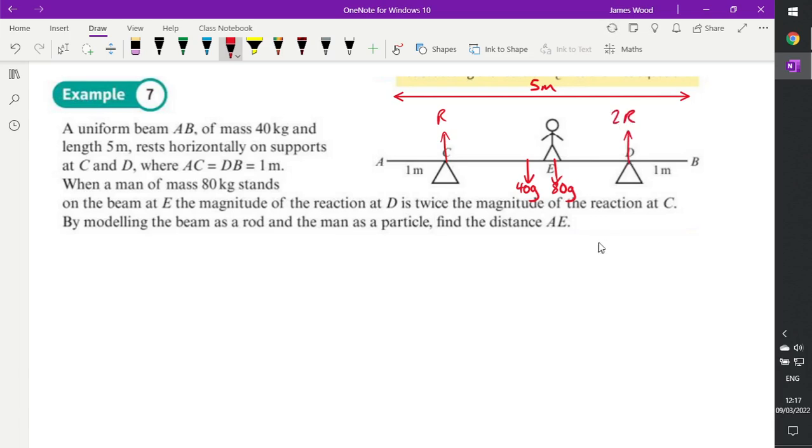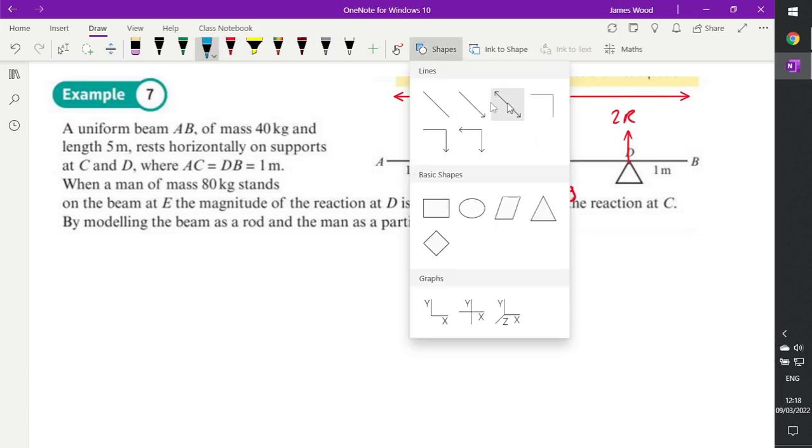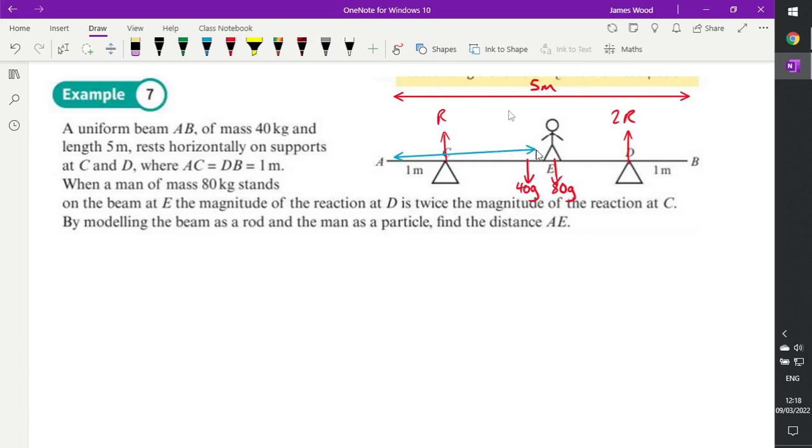Okay. By modelling the beam as a rod and the man as a particle, so when we model it as a rod, that means it doesn't bend or anything like that, and we don't have to worry about its size either, other than its length, it's just one-dimensional. Man as a particle, that means we don't have to worry about the size of the man. We can just treat him as a single point with a mass. Okay. Find the distance A to E. So what I'm looking for is the distance from A to E. Okay, so that distance there, I'm going to call that X.